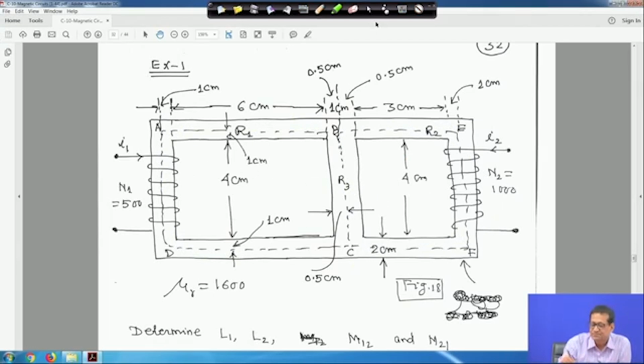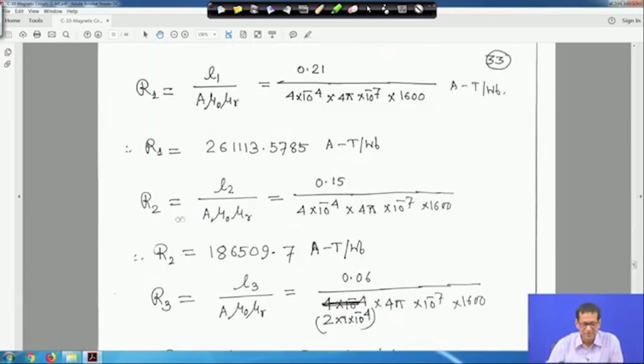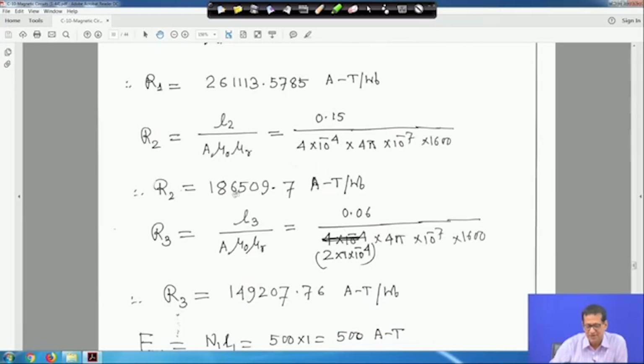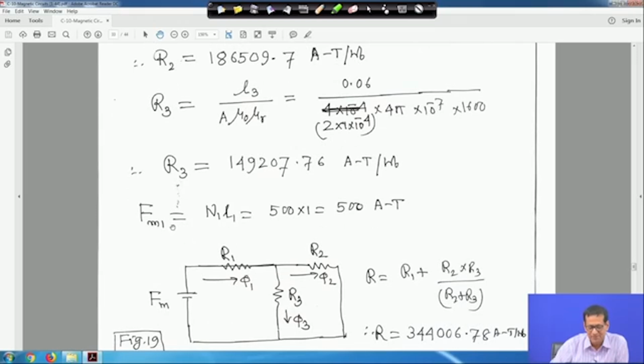Similarly for R2 you calculate L2 upon A mu 0 mu r, all are computed, substitute, and you will get 186,509.7 ampere turns per Weber. Similarly, for R3 you will get 149,207.76 ampere turns per Weber. And we know that the MMF for coil 1, which is excited by 1 ampere current and has 500 turns. We are not considering coil I2, just 1. So FM1 is equal to 500 ampere turns.